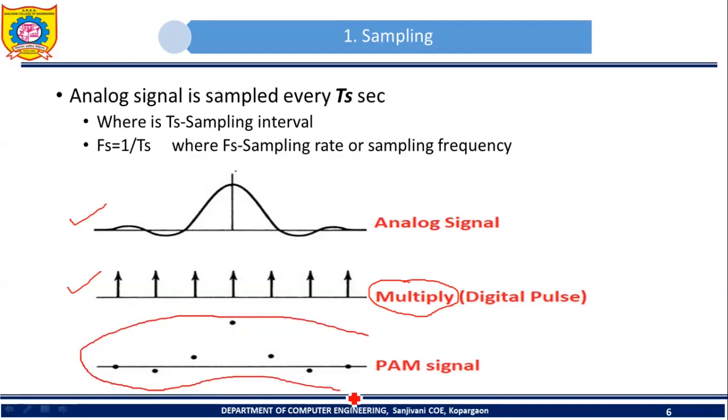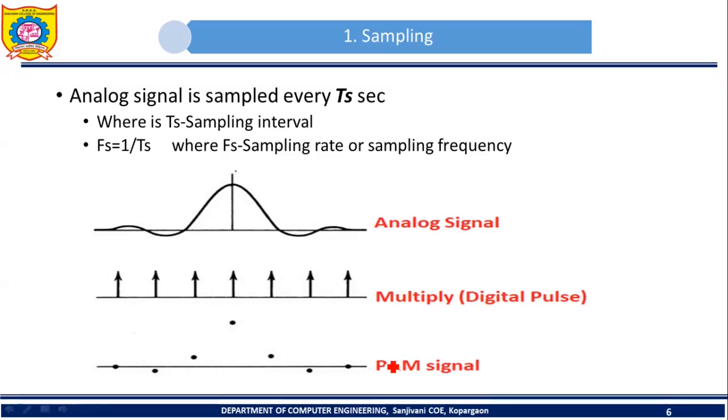We will get samples like this. So this is the output of sampling. Okay, so the input to sampling will be the analog signal. Sampling will take the samples of this analog signal, and then such type of samples will be generated. Try to understand that these samples which we are getting will have the same shape as that of the analog signal.